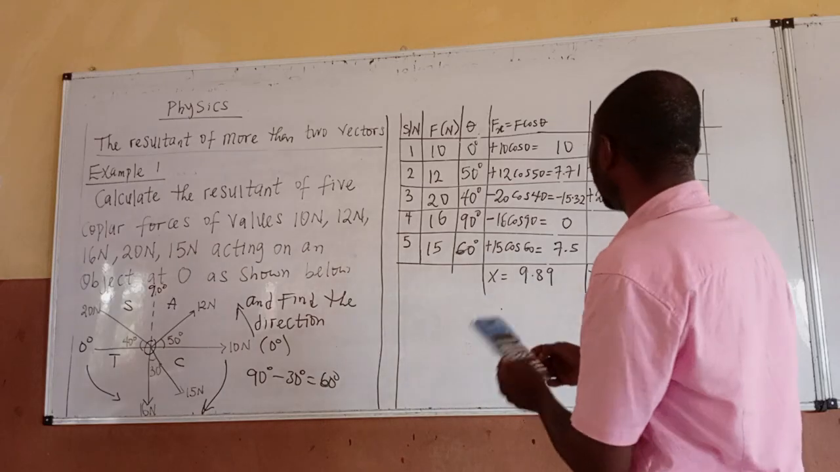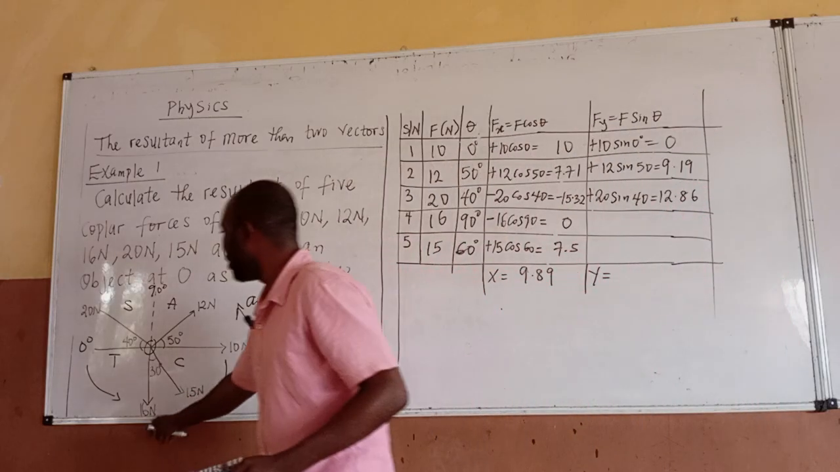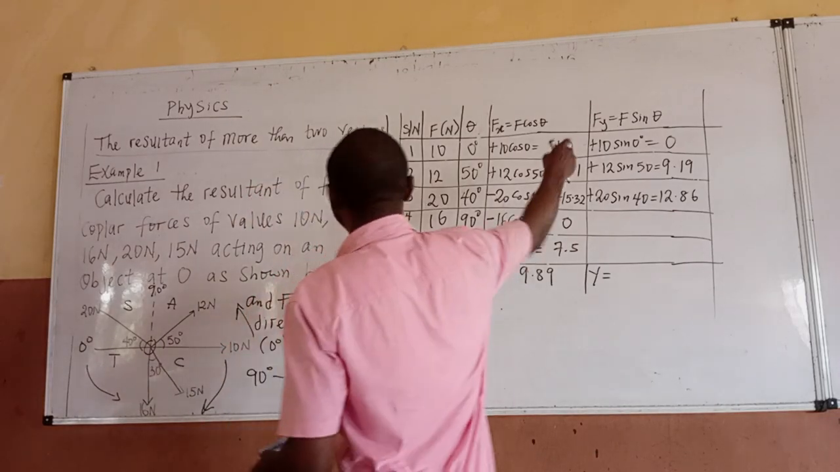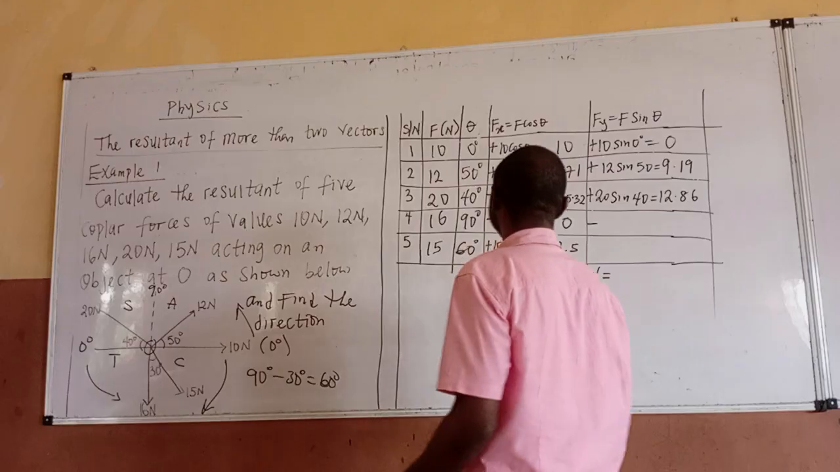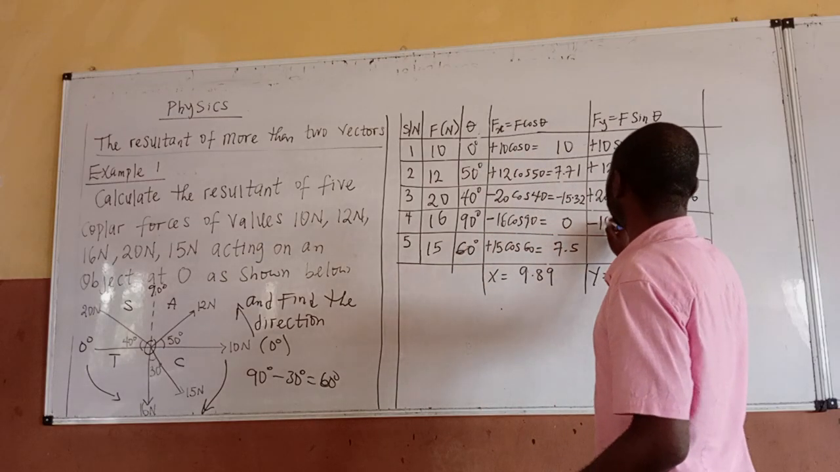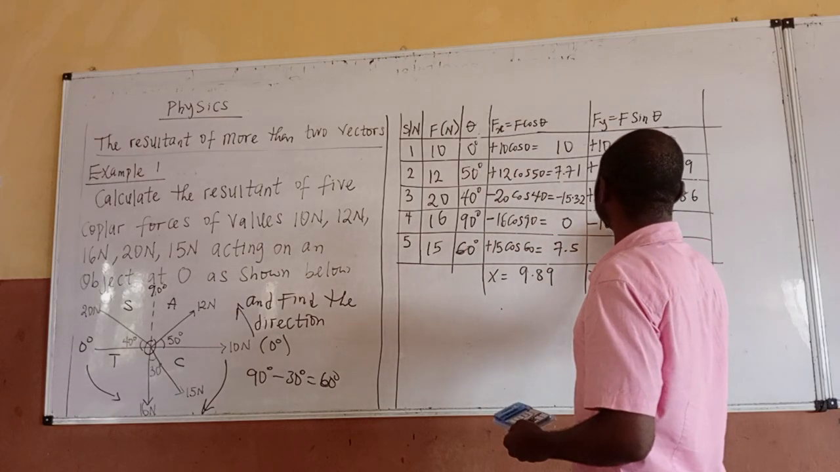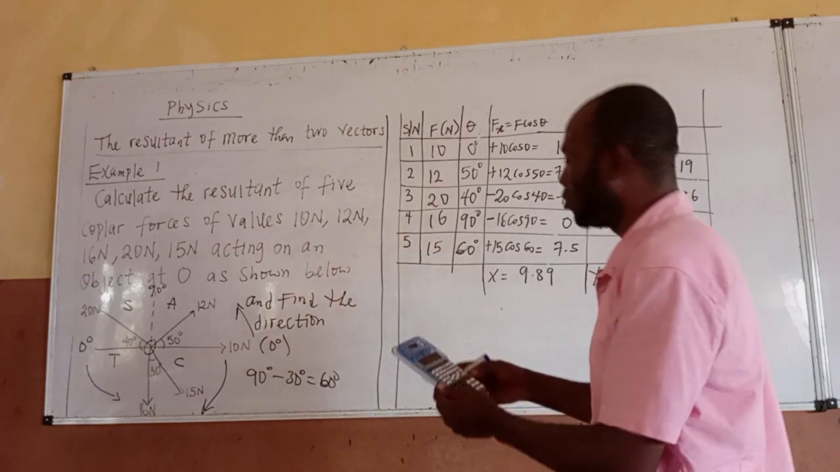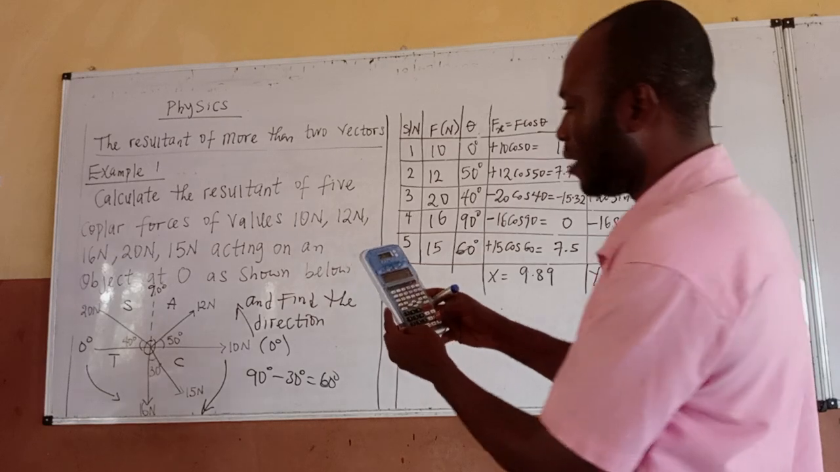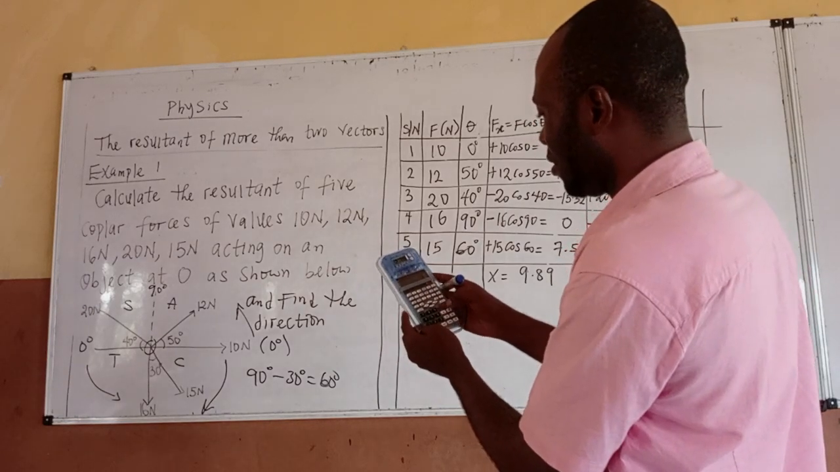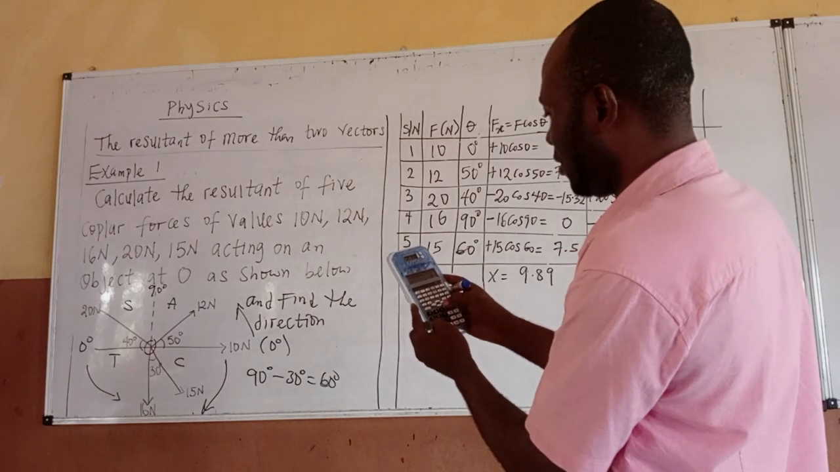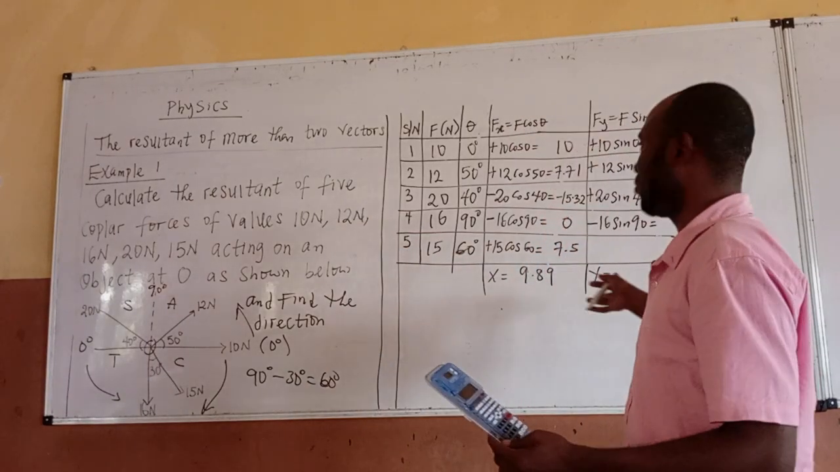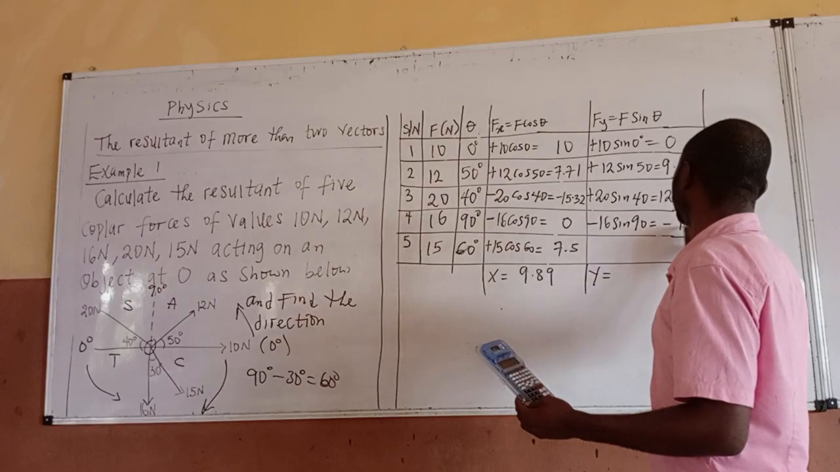12.86. Now the other 90 is in the third quadrant and it's only tan that is positive there. Automatically the sign will be negative. So you have minus 16 sine the angle 90. If you have been doing it, you know what sine 90 will give you. So minus 16 times sine 90 will give you minus 16, since sine 90 is 1.